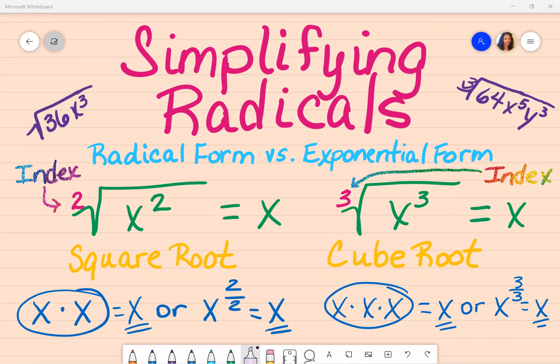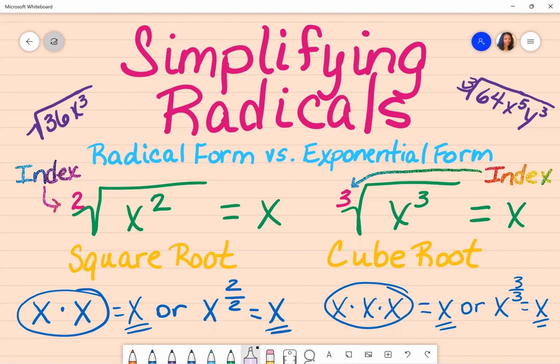I will be discussing simplifying radicals, and I'm also going to mention how to rewrite an expression in either radical form or exponential form. For exponential form, you may hear other terminology such as fractional exponent or rational exponent. It means the same thing, and I will explain that in examples 4 and 5. So let's do a quick review.